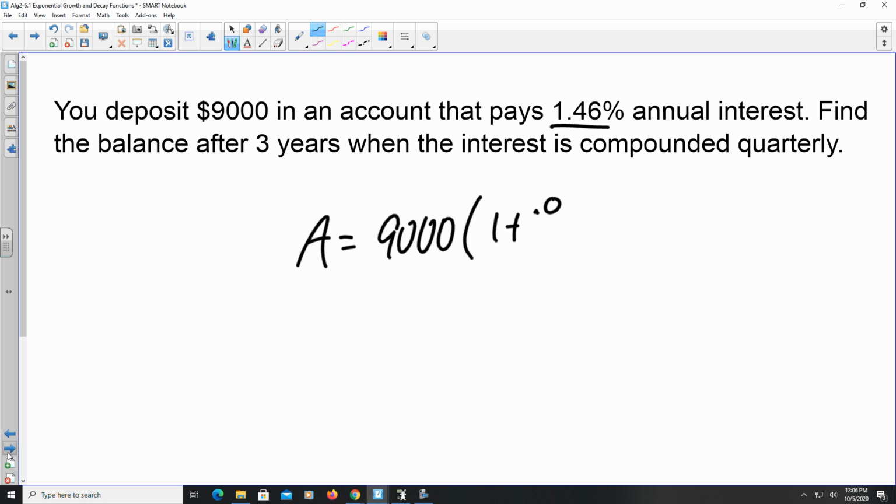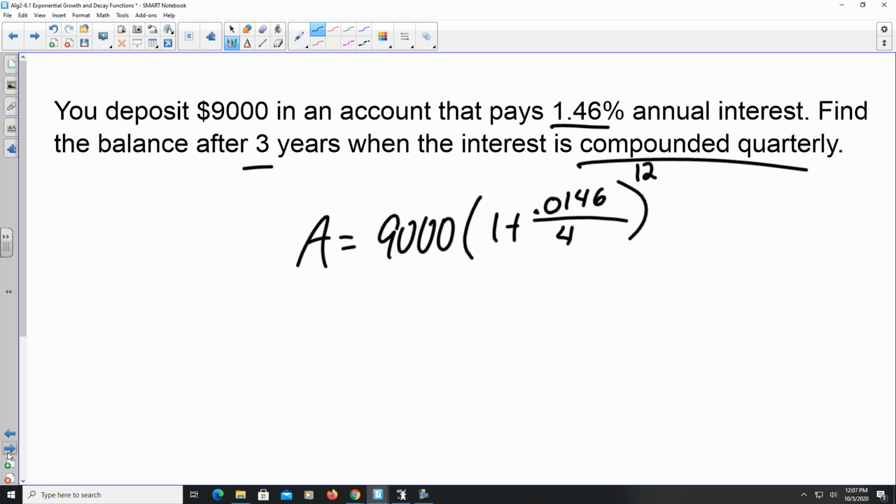0.0146 divided by n. And the value of n is how many times it's compounded. Well, they said it's compounded quarterly. So since it's compounded quarterly, n is 4 in this particular instance because there are 4 quarters in a year. And it's going to be raised to how many times it's compounded times t years. Well, it's 3, so 4 times 3 is going to be 12.